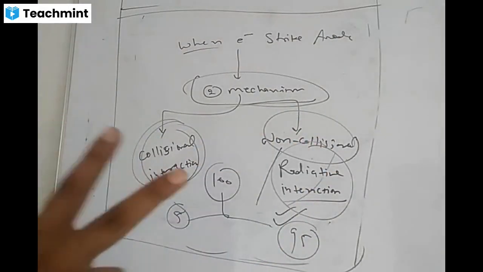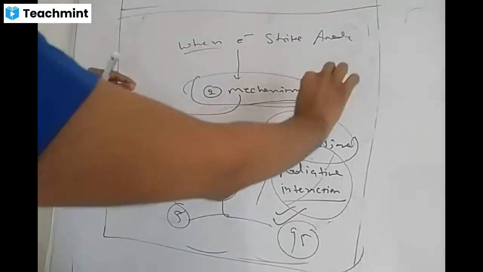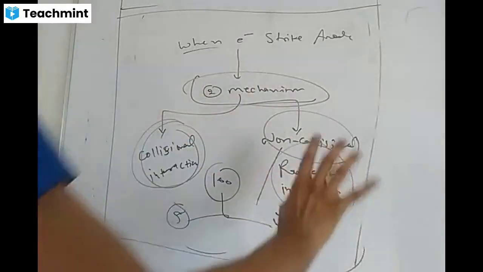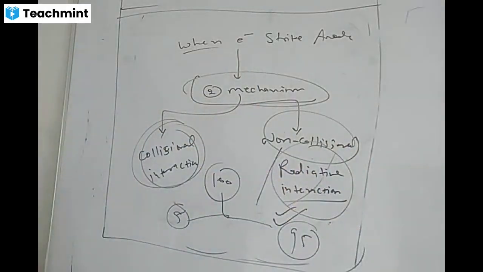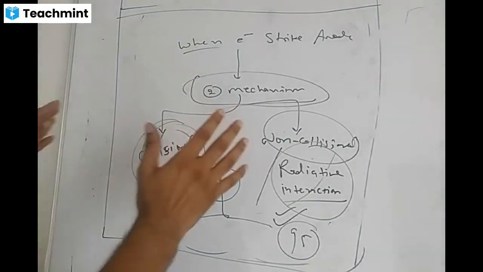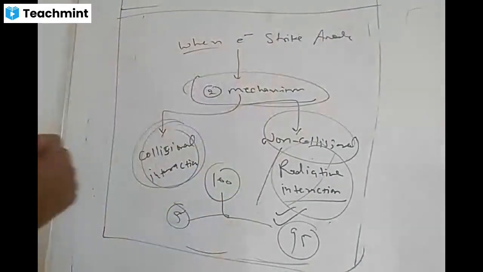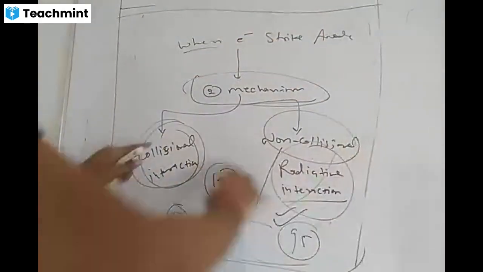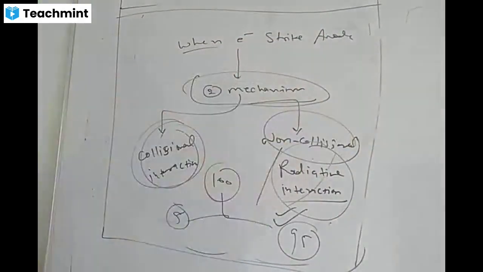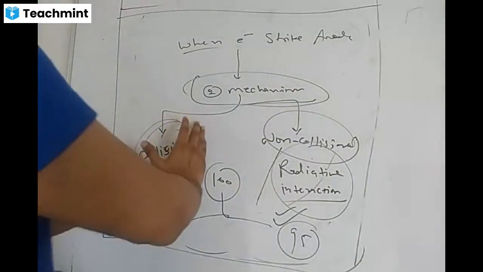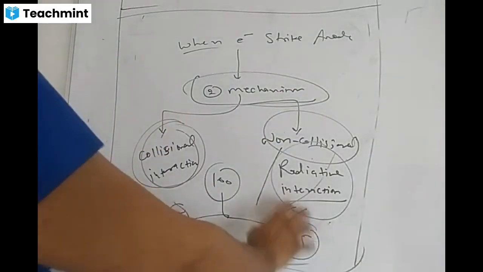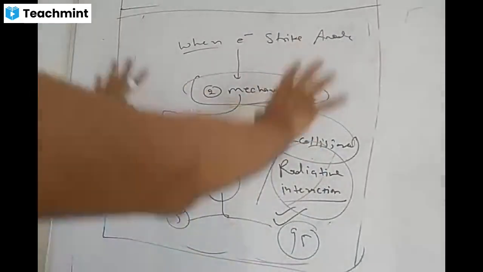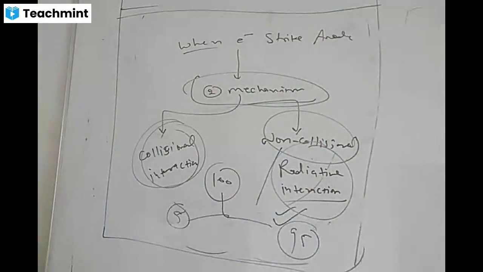So there are two types of MCQ. In diagnostic radiology, X-rays are produced mainly by, the answer will be radiative interaction. Second MCQ: in diagnostic radiology, X-rays are produced by, they are not talking about mainly, so both collisional and radiative. Because only 5 are produced by collision and 95 by radiative, the major portion is this, minor is this, but both are able to produce the X-rays.